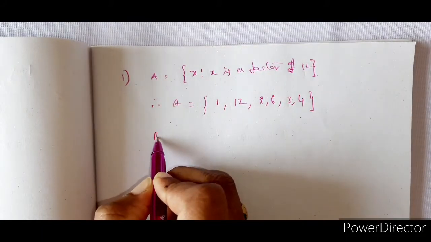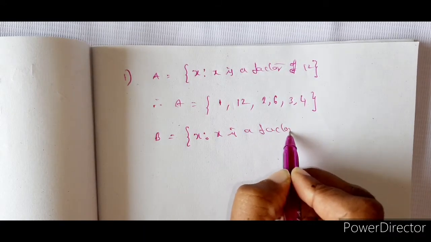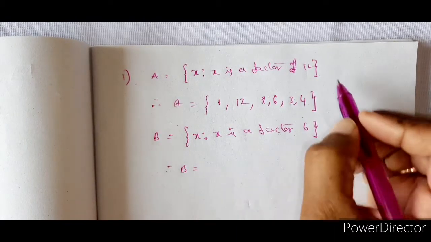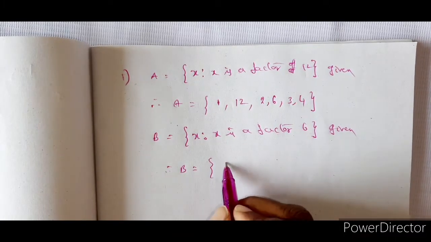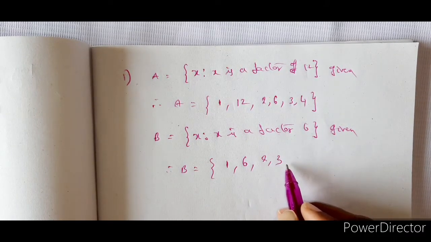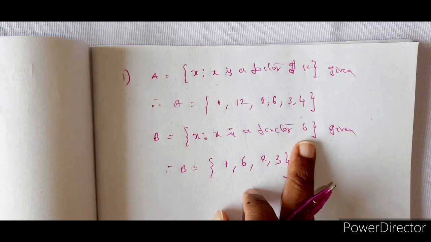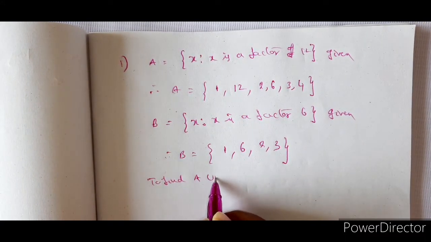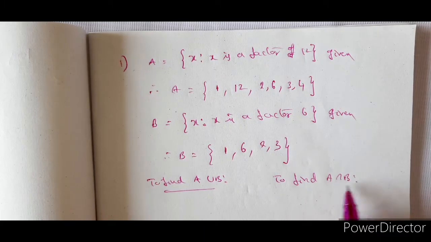And the next, B is defined as {x such that x is a factor of 6}. This is how you have to write. Therefore B is equal to factors of 6: 1 itself is a factor, and 6, and then starting with 2, 3. Are there any other factors? No. So 1, 6, 2, 3 are the factors of 6. What to find? To find A union B and A intersection B, both.